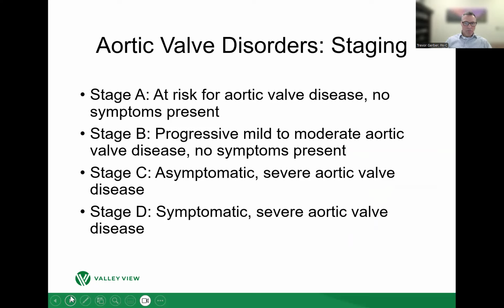With an echocardiogram, we can stage the severity of aortic valve disease. Stage A is a patient who has minimal aortic valve disease, has no symptoms, but is at an increased risk for developing an aortic valve disorder. Stage B is progressive mild to moderate aortic valve disease, but no symptoms are present. Stage C is severe aortic valve disease, but no symptoms are present. And stage D is severe aortic valve disease with patients who are symptomatic.